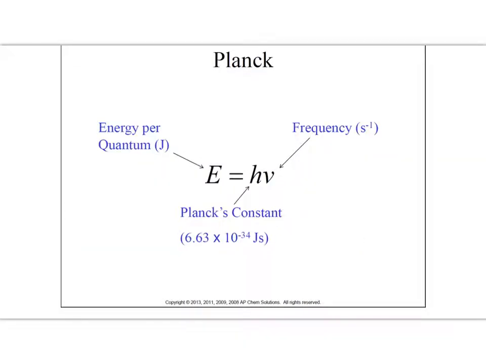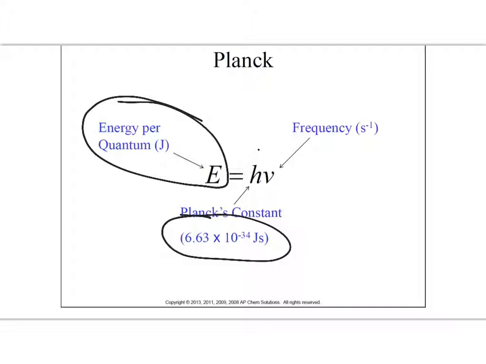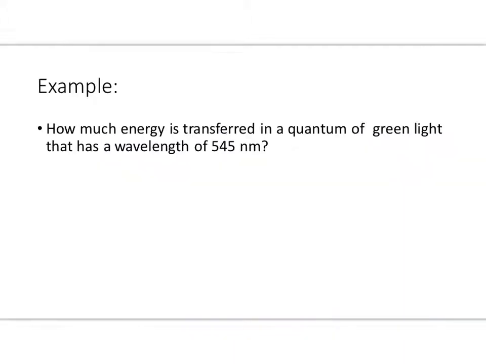Now, not to be outdone, our friend Max Planck came up with an equation. Energy is equal to Planck's constant, which is here and will be given to you, you don't have to memorize that, times the frequency. So we can figure out how much energy is being released per quantum in joules using this equation. So here's a little practice problem for us: how much energy is transferred in a quantum of green light that has a wavelength of 545 nanometers?